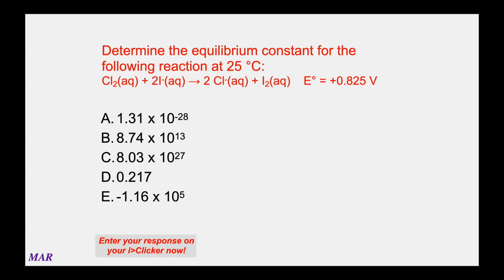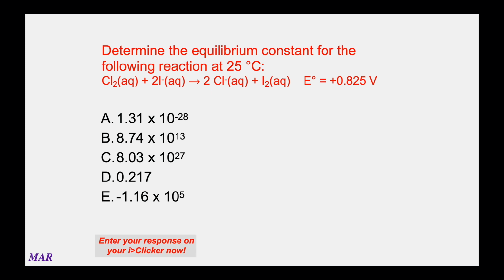Here's a question. We have an E cell value, and we want to determine the equilibrium constant for the same reaction. And there are a whole bunch of different possibilities there. See if you can remember what we did in this chapter to calculate the equilibrium constant. I encourage you to pause the video, work on it. When you're ready to talk about the answer, you can unpause the video.